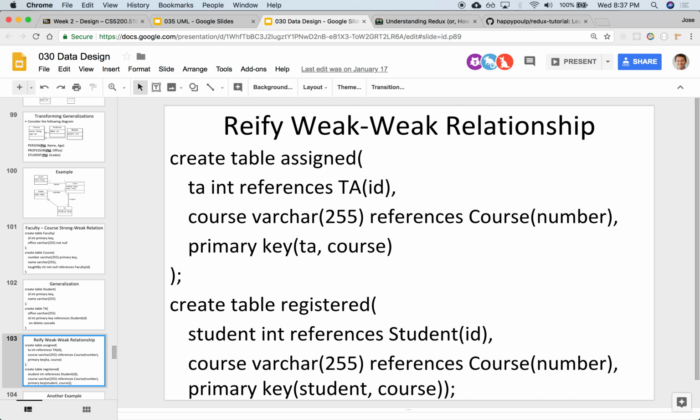Same thing with the register. Two foreign keys, one pointing to the student, right? And the other one pointing to the course, right? So this particular student is enrolled or registered in that particular course. See that? So that's part of the reifying. And again, also the assignment asks you to identify many-to-many relationships and to reify them. All right? So you would do something like that.